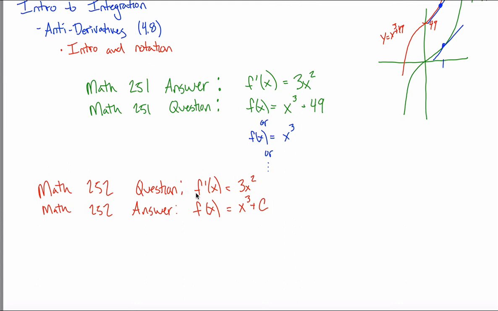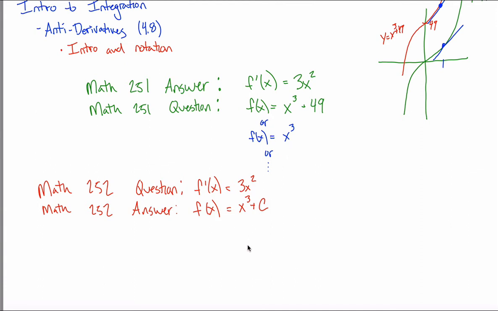You might be provided with a derivative, f prime of x equals 3x squared. And the answer, not the question, but the answer in Math 252, well, the way you'll write it, or at least one way you can write it, is x cubed plus c. Typically, it's a capital C that's used here, and this just stands for any constant. This just makes clear to the reader that you understand that the derivative of x cubed plus any constant is going to give you 3x squared. Could be 49, it could be 0, it could be whatever number of your choosing.